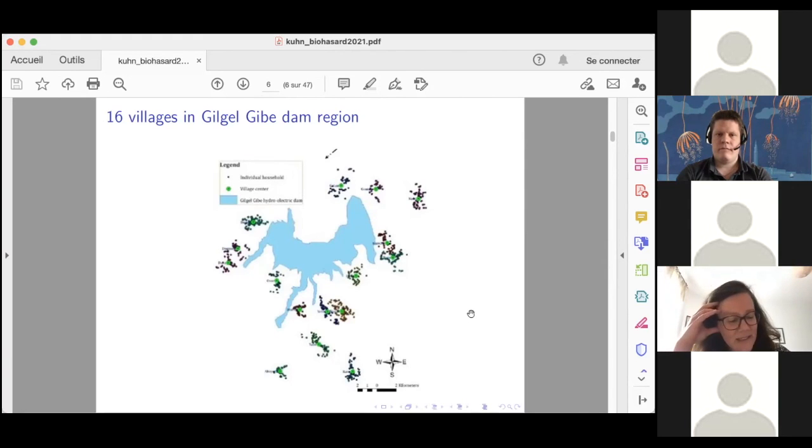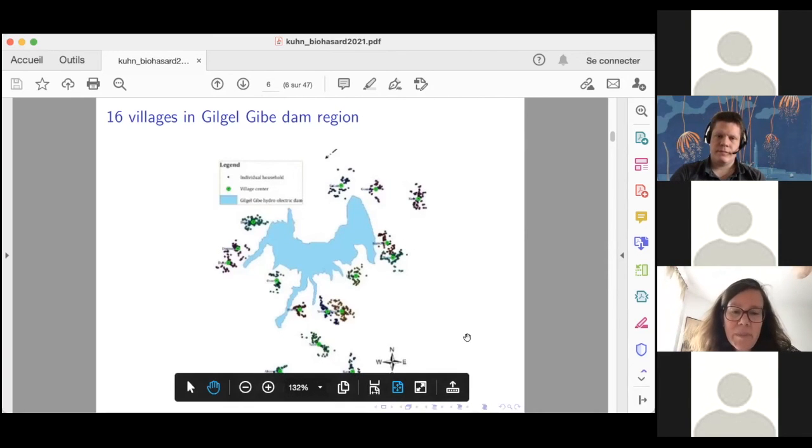And I think in this data set, in this region of Ethiopia, we have two kinds of plasmodium. I don't remember, falciparum and something else. I don't know their preference for laying eggs. Indeed, I was wondering, because you see on the maps that some villages are very near the dam, and some others here are very far.